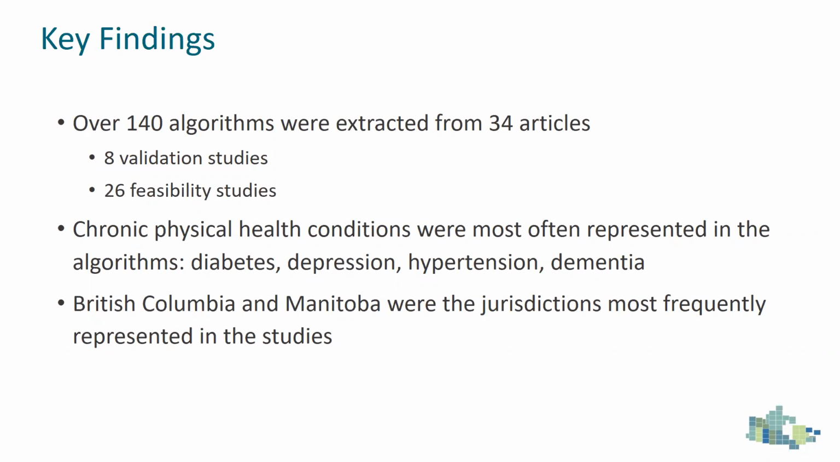The health conditions that were represented most commonly in this extracted literature were around physical health conditions, including diabetes, depression, hypertension, and dementia. And the provinces of British Columbia and my own of Manitoba were most frequently represented in the studies that had been done, illustrating that there have been multiple instances of comparability of the accuracy of health conditions in these 2 provinces.